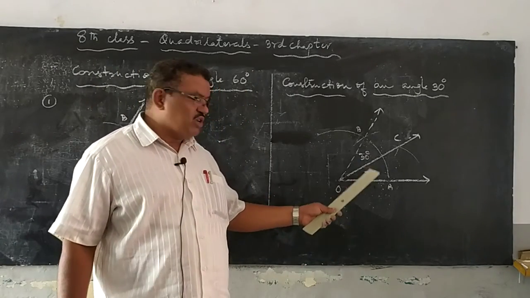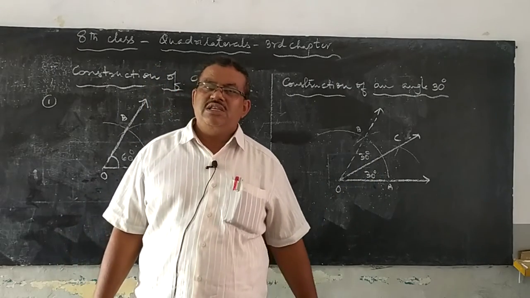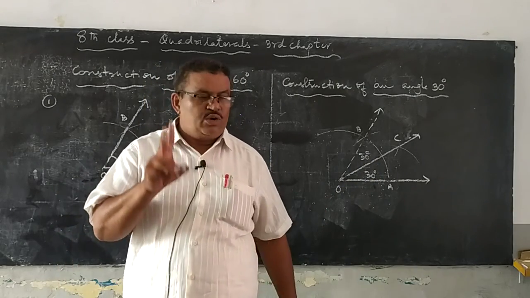So each and every angle is how many degrees, children? 30 degrees. These are the two constructions you have to practice at home, children.